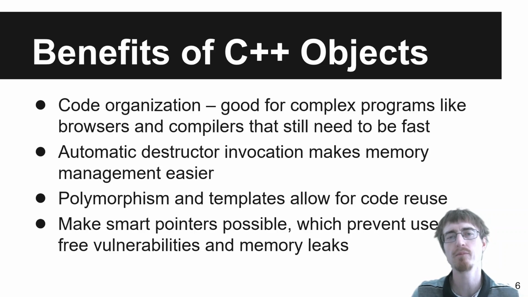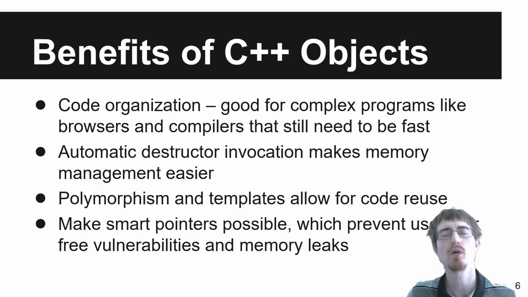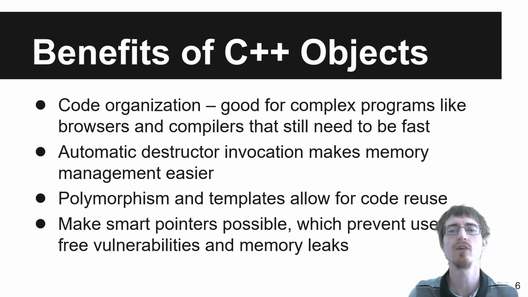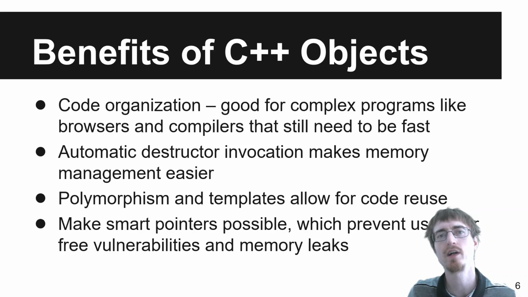Well, first of all, they're important for code organization. So if you have a very complex program, think about the browser or a compiler, then you can use them to organize your code in a neat way, indicating clearly which code belongs to which data, and also still allowing you to be fast. So this allows you to avoid other object-oriented languages, like say Java, which are slower than C and C++.